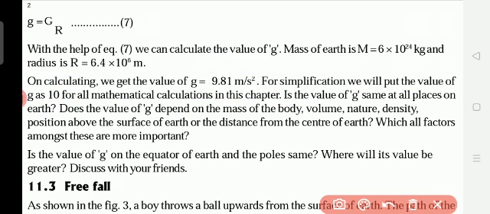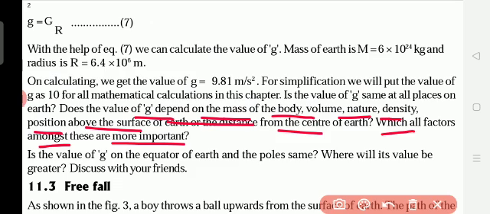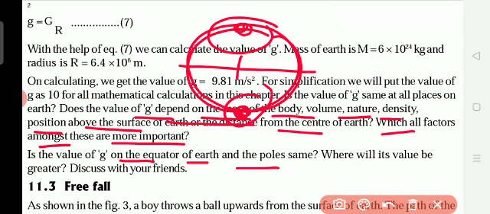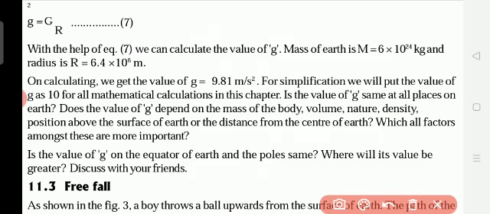Now, does the value of g depend on the mass of the body, volume, nature, density, position above the surface of the earth, or the distance from the center of the earth? Which of these factors are important? Is the value of g on the equator of the earth and at the poles the same? This is the earth, this middle line is the equator, and this point is the pole. So is this gravitational value the same near the equator and near the poles of the earth? That is the question.